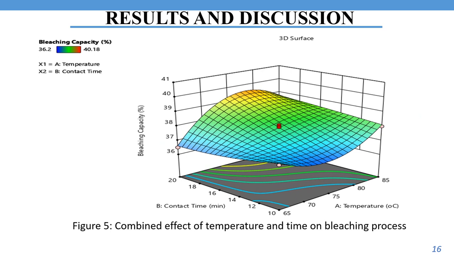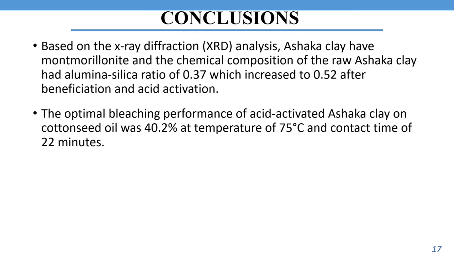This figure shows the combined effect of temperature and contact time on the bleaching process by the activated Ashaka clay on the cottonseed oil. It was observed that the optimal bleaching capacity of the activated Ashaka clay was 40.2%, which was lower than Yola bentonite, which was 87%, as reported by James et al. 2008. This could be due to the low concentration of montmorillonite present in Ashaka clay.